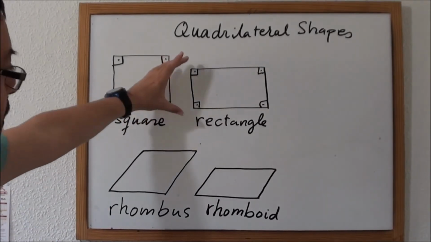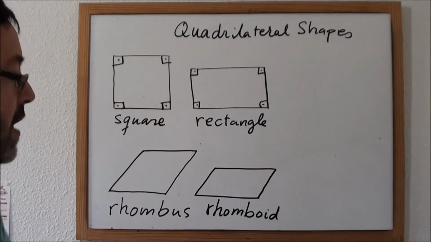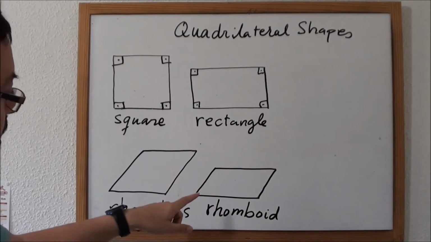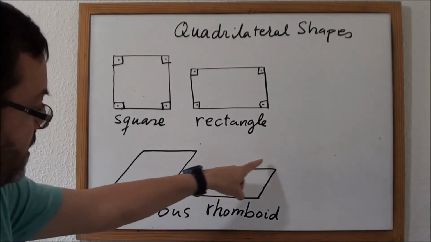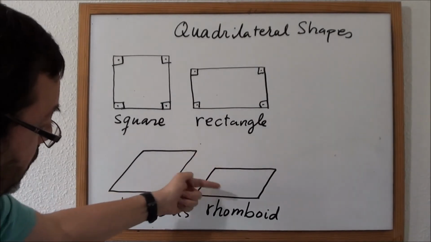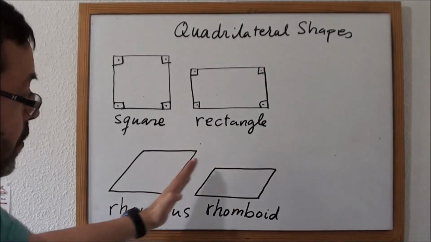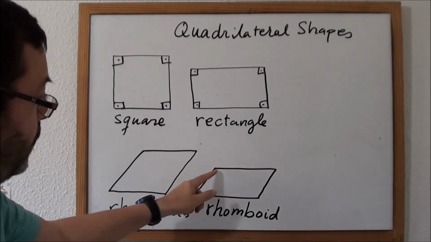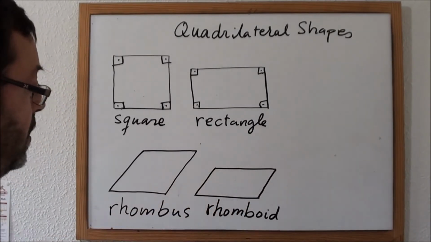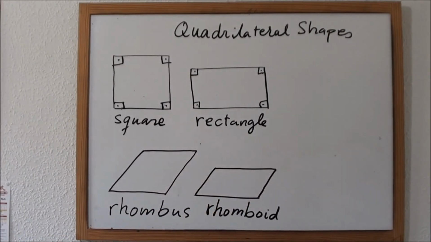If we do that with a rectangle, what we get is a rhomboid. So in this case, the sides are different, but this is equal to this and this is equal to this. Opposite sides are equal and opposite angles are equal as well. That's a rhomboid.